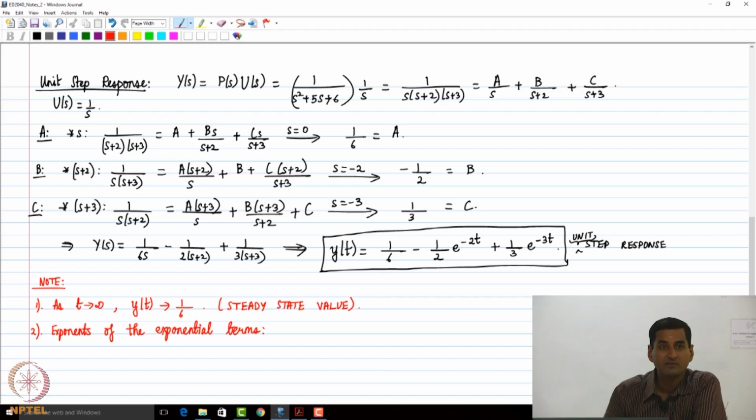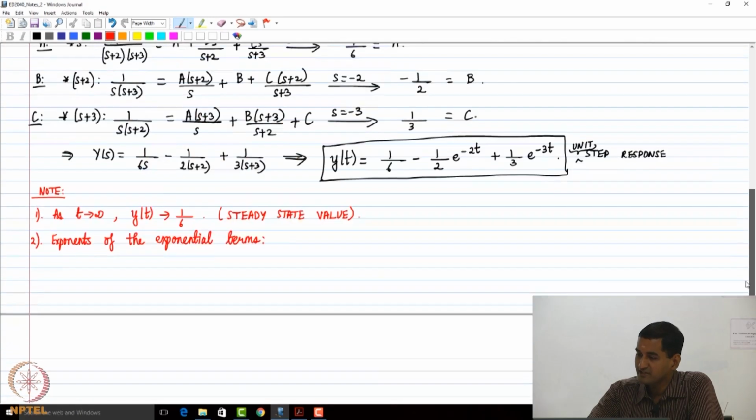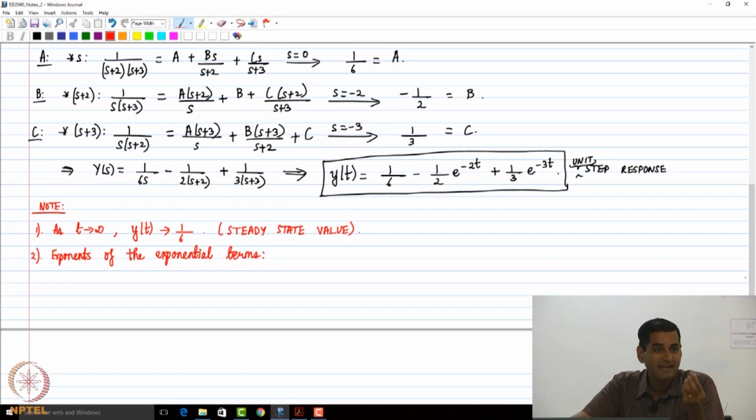Yeah. What are the exponents of the exponential terms? What do I mean by exponent? If I have e power minus at, a is the exponent, right? So what are the exponents of the exponential terms here? Yes. So in this particular example, they are -2 and -3, which happen to be the poles of the system. And in this problem, the poles happen to be real.